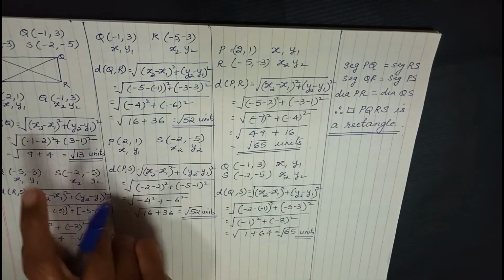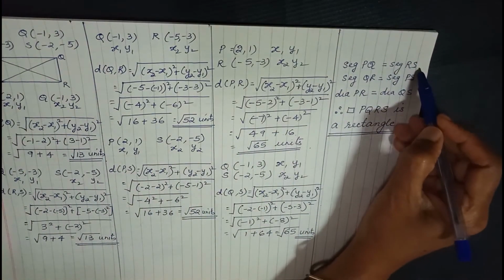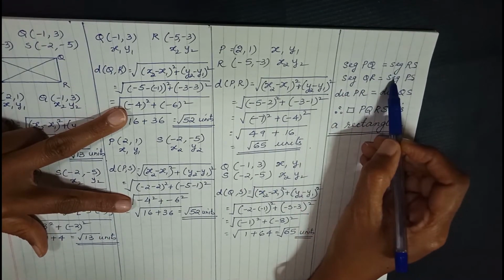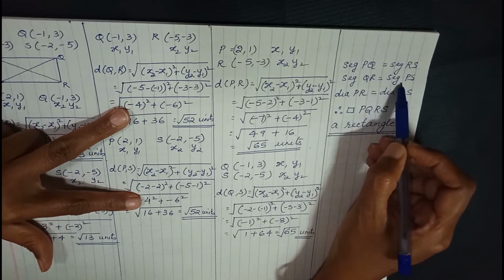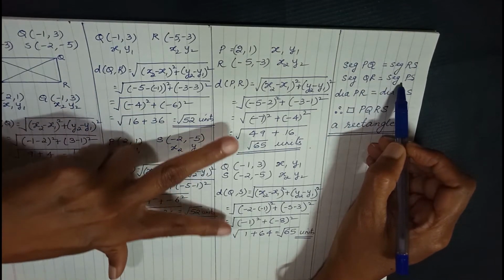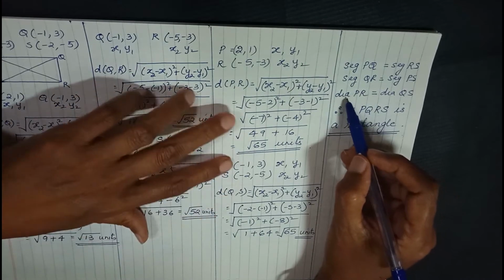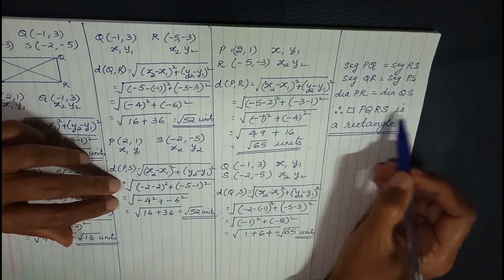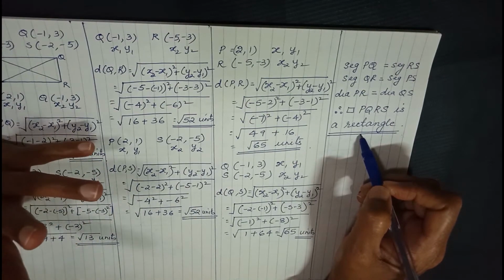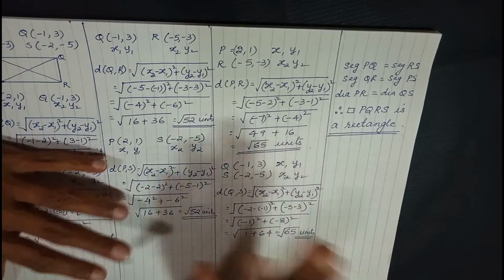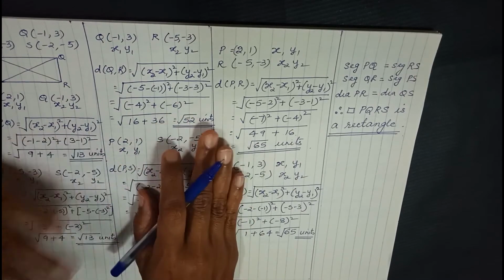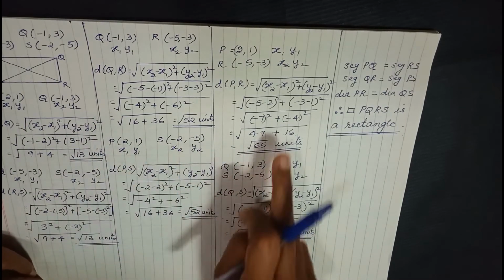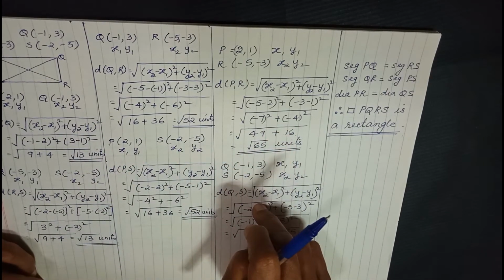So now how we can write is that distance PQ is equal to distance RS, one pair of opposite side. Then segment QR is equal to segment PS, second pair of opposite sides. Along with that, we have to mention about the diagonal also, that diagonal PR is equal to diagonal QS. Therefore, the quadrilateral PQRS becomes a rectangle. So this is the difference between a parallelogram and a rectangle. For parallelogram, you just have to prove the opposite pairs of sides. But for rectangle, you should show that diagonals are also equal.